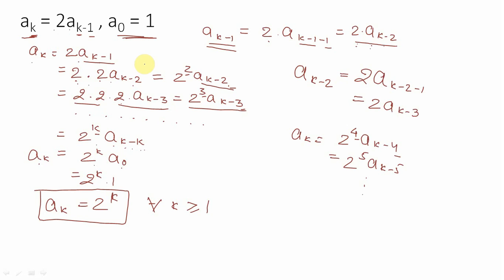Now a_0 is our initial value which has been given as 1. So I substituted over here. So I get 2 to the power k into 1. So this gives me the solution to this recurrence relation. a_k is equal to 2 to the power k for all k greater than or equal to 1.